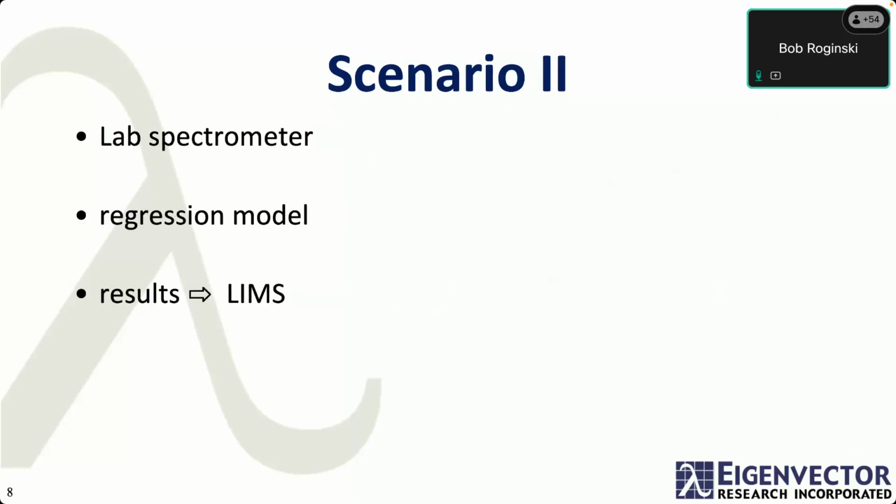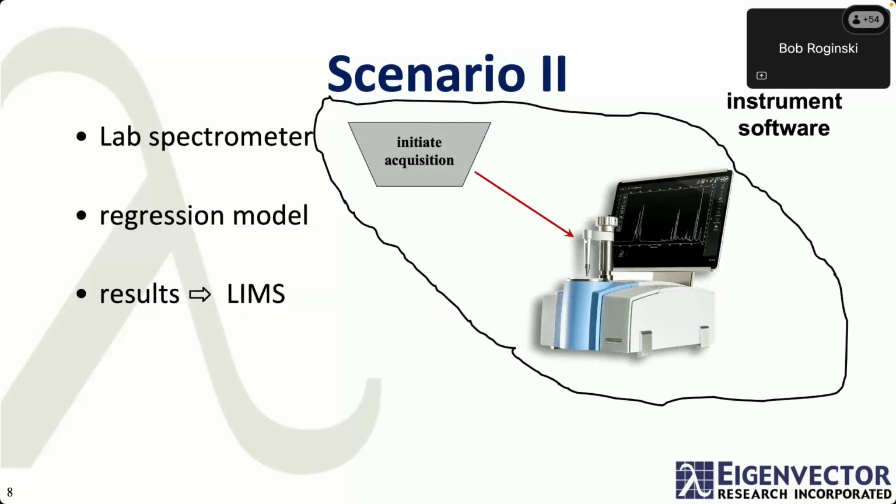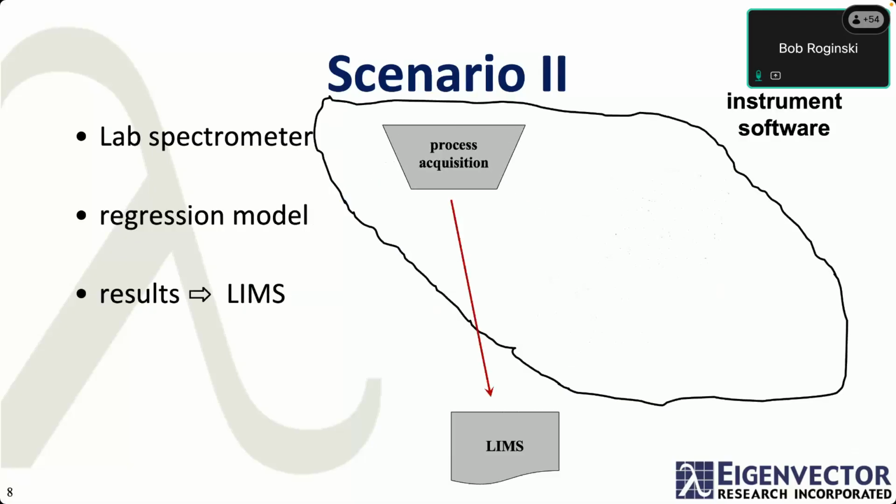All right, next step. Same spectrometer, same regression model, but now we're going to take our results and port them to a LIMS system. And here we're looking at the same instrument software governing the acquisition. And then once that acquisition is completed and the model is applied to the data, that has to find its way to the LIMS system.